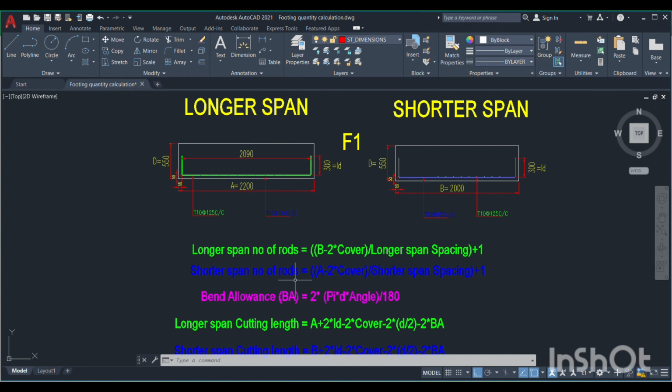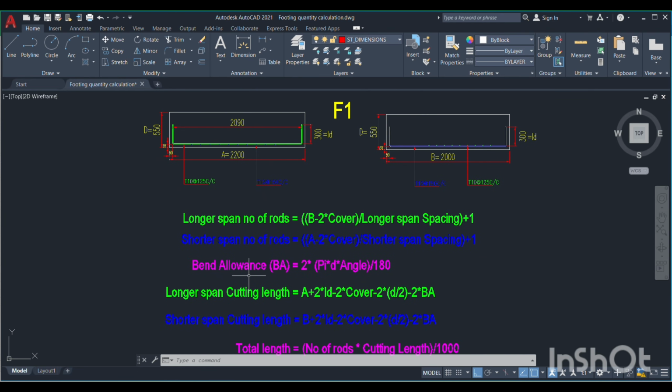When you are taking the shorter span number of rods, this is A. A means longer span length minus 2 times the cover, divided by the shorter span rod spacing, +1. And similarly, bend allowance.